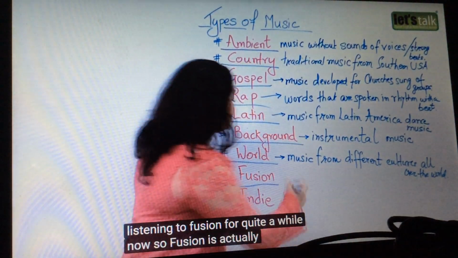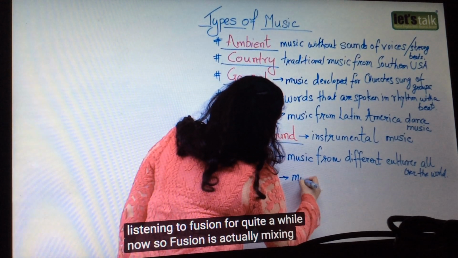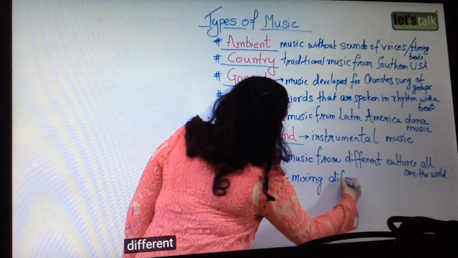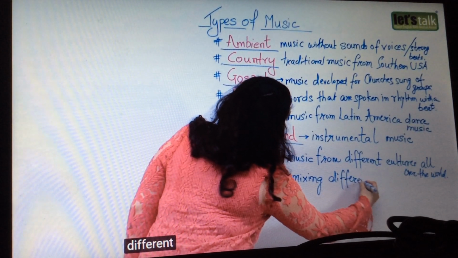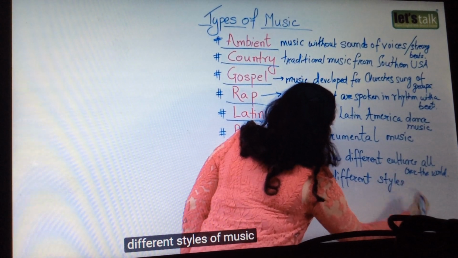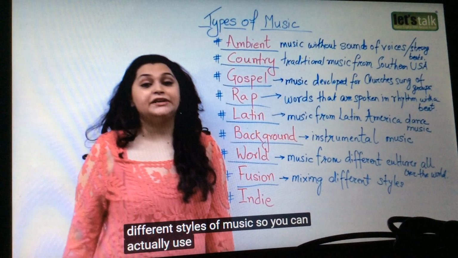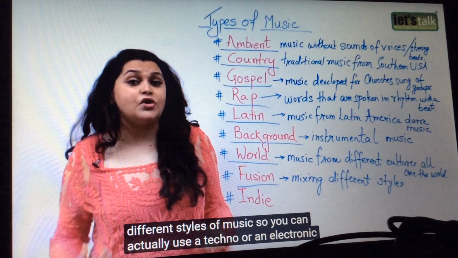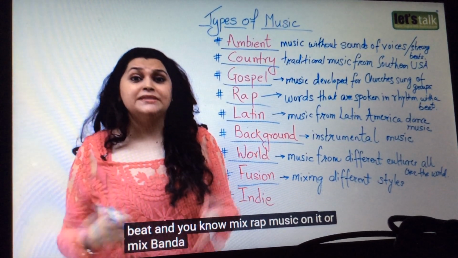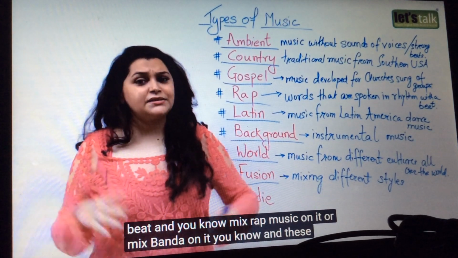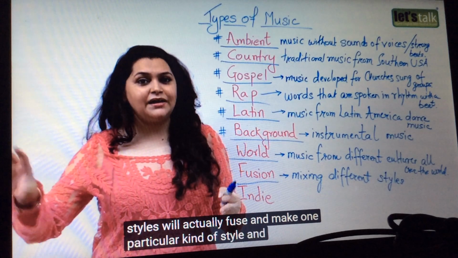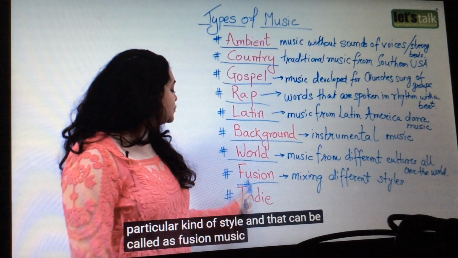So fusion is actually mixing different styles of music. So you could actually use a techno or an electronic beat and mix rap music on it, or mix bhangra on it, and these two styles would actually fuse and make one particular kind of style, and that can be called fusion music.